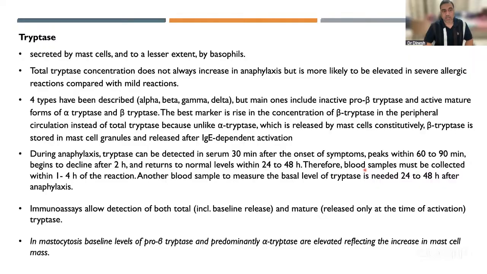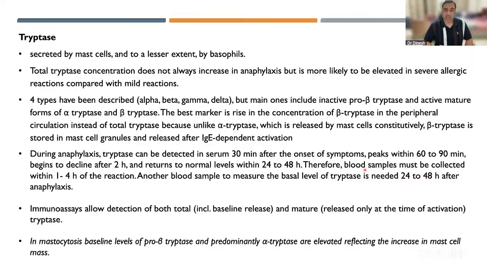So what happens during anaphylaxis? Tryptase can be detected in serum at 30 minutes. So we can see initially it's histamine in 15 minutes. By 30 minutes, the tryptase enters the blood circulation, and after the onset of symptoms, peaks within 60 to 90 minutes and begins to decline after 2 hours. It returns to normal levels within 24 to 48 hours.